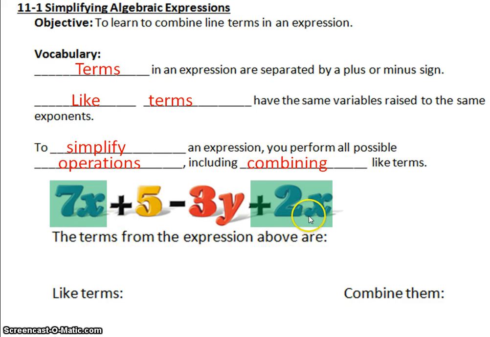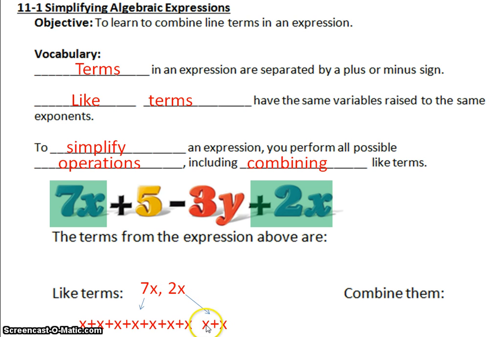The x variables here are raised to the same exponent. If there is no exponent, it is actually a 1. That will be explained more in depth later. But 7x and 2x are like terms. Now 7x is x 7 times, so it basically is x plus x plus x plus x plus x, x 7 times. Now we're going to combine that with 2x, or x 2 more times.